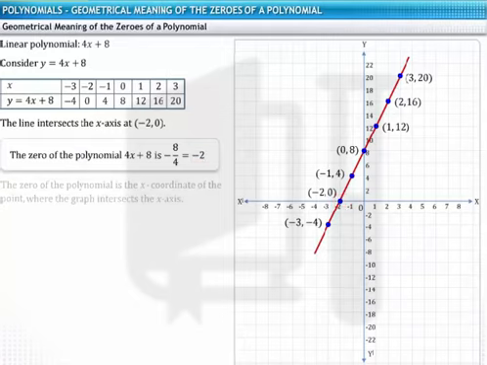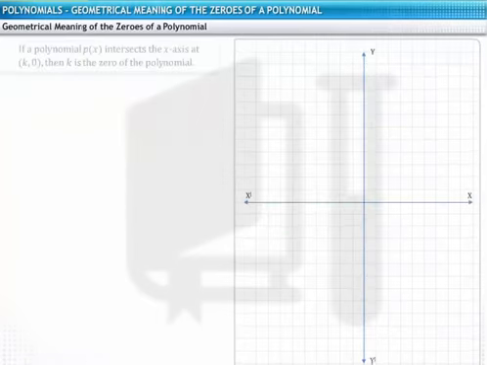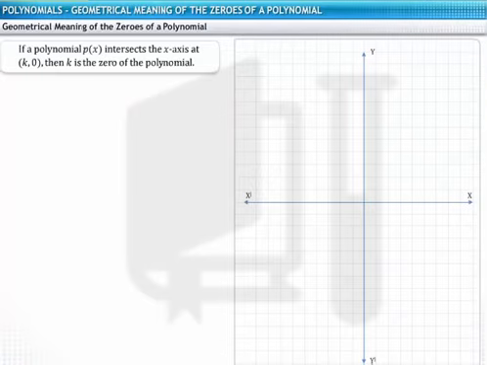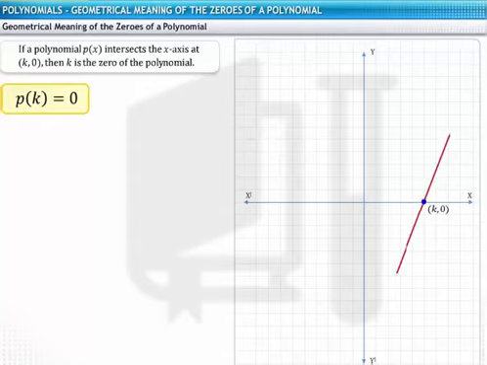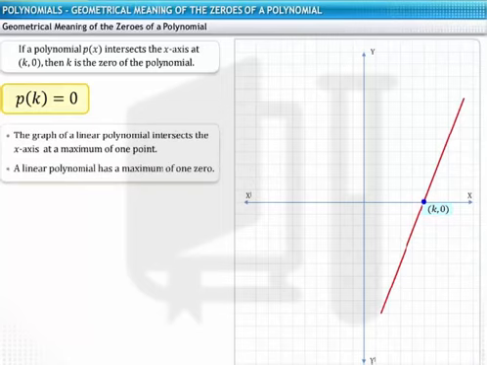Based on these observations, we can conclude that the x-coordinate of the point where the graph intersects the x-axis is the zero of the polynomial. In general, if a polynomial p of x intersects the x-axis at (k, 0), then we can say that k is the zero of the polynomial. In other words, p of k is equal to 0. The graph of a linear polynomial intersects the x-axis at a maximum of 1 point. Therefore, a linear polynomial has a maximum of 1 zero.